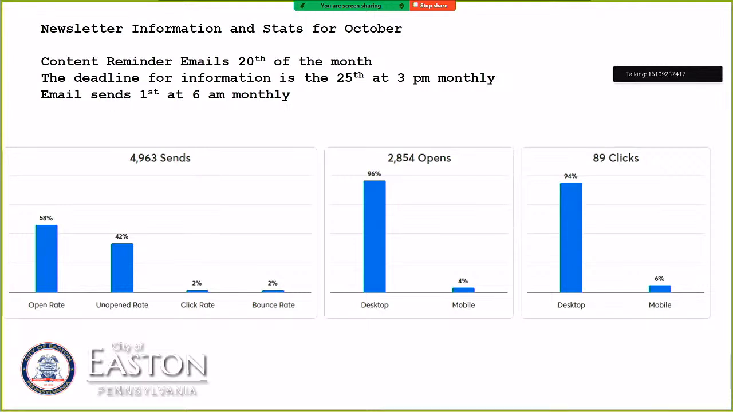Now, the total numbers that you see up there are pretty good, generally speaking. They're good numbers. I want you to be aware, because this is the first time you're seeing the analytics, of the total numbers as we discuss it. We had almost 5,000 sends and 2,800 opens. That's not bad. When we get to social media, you'll see the numbers are a lot higher, especially for this past weekend.